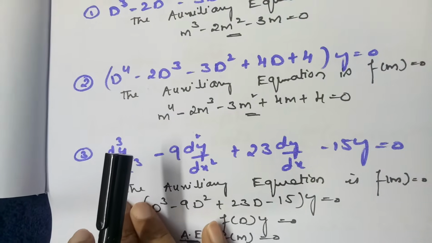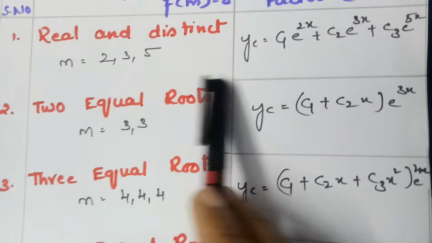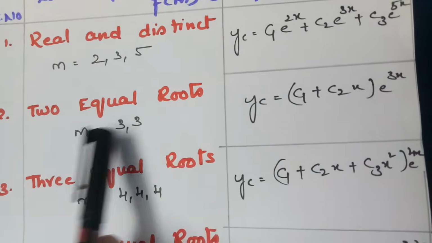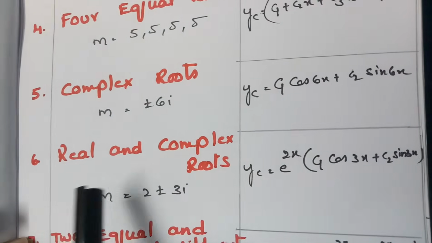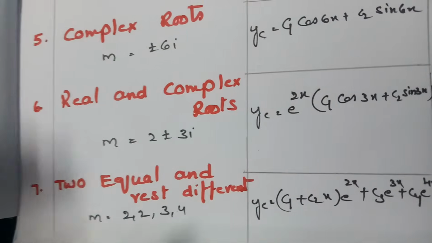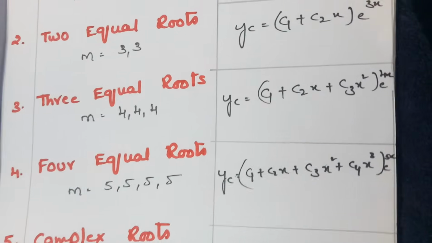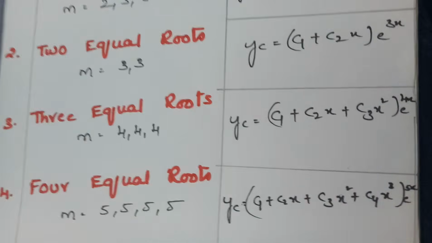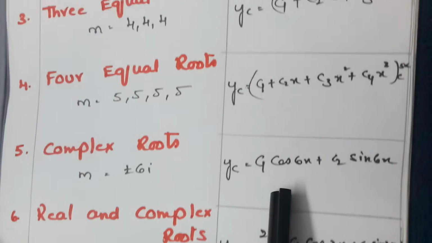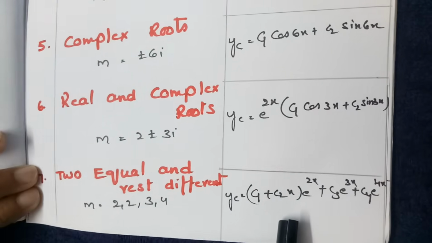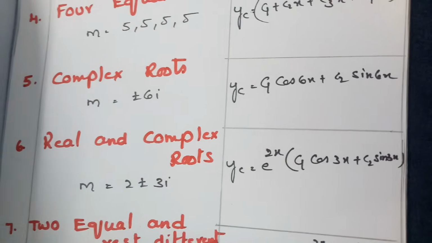There are different kinds of roots: real and distinct roots, 2 equal roots, 3 equal roots, 4 equal roots, complex roots, real and complex roots, and 2 equal with the rest different. There are different kinds of roots depending upon the question and the values. We have to write the complementary factors using this table. If you go through it thoroughly, it will be very easy to find the complementary factor.